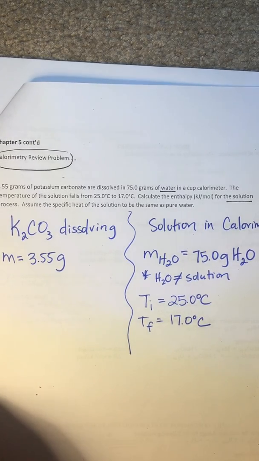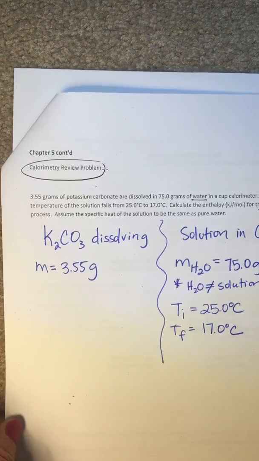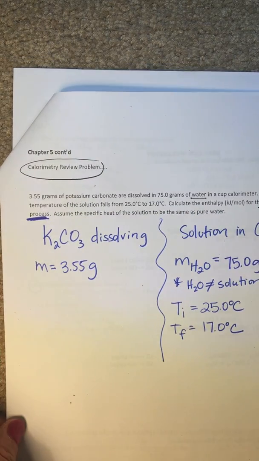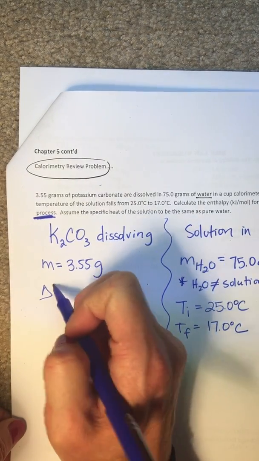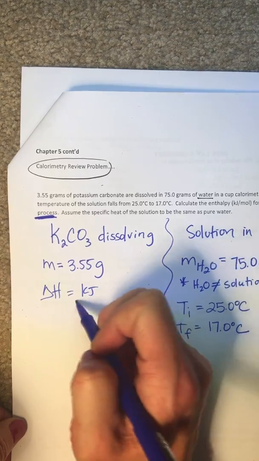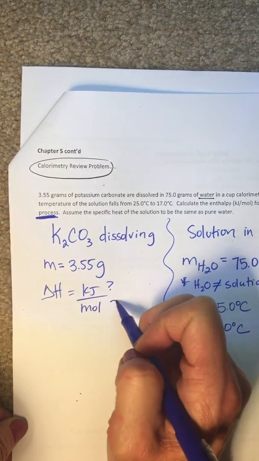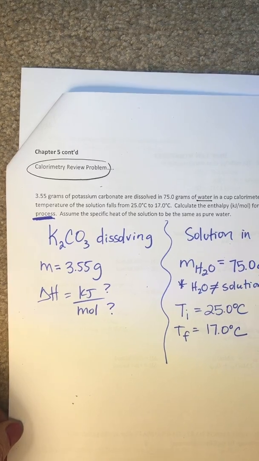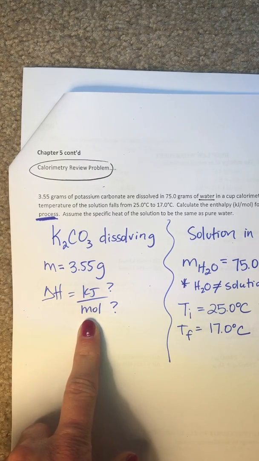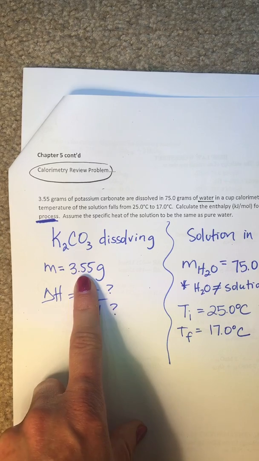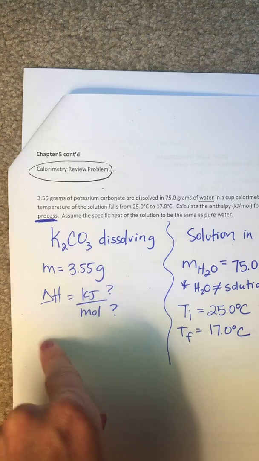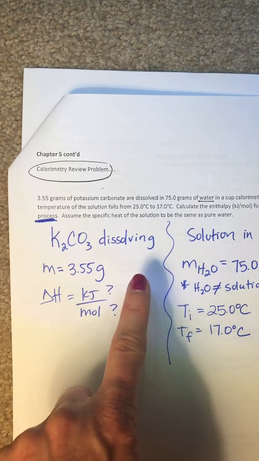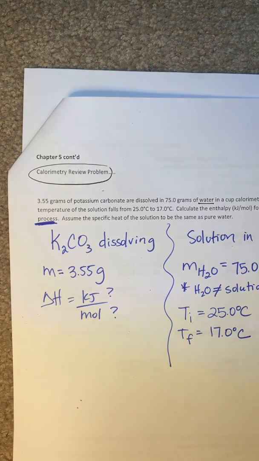Okay? And they said calculate the enthalpy for the solution process. The process is the act of dissolving the potassium carbonate. So we're trying to find our kilojoules over our moles over here. Okay? So once again, very easy to find our moles of potassium carbonate. We have 3.55 grams. Now, a lot of people like to add this to water over here. We're not dissolving water. We're dissolving the potassium carbonate into water. So we should just be working with our mass of potassium carbonate right here.